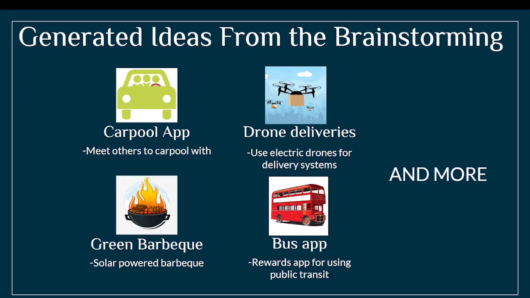From our brainstorming, we were able to take out the best solutions and categorize them as shown on the previous slide. Of the many solutions we came up with, some of the best and achievable ones are an app that allows you to interact with others to carpool together, getting more cars off the road, an overhaul delivery system that takes delivery trucks off the road and uses electric drones, a barbecue that runs on strictly solar power, and a bus rewards app that gives people incentive to use public transport.